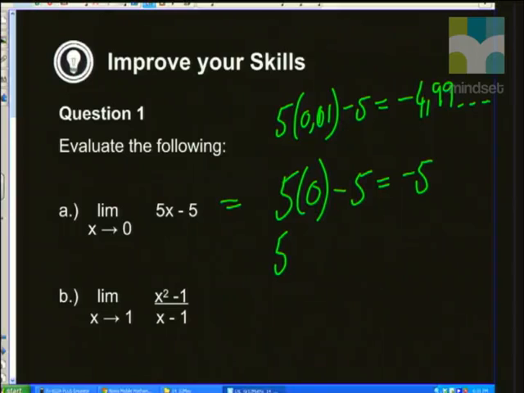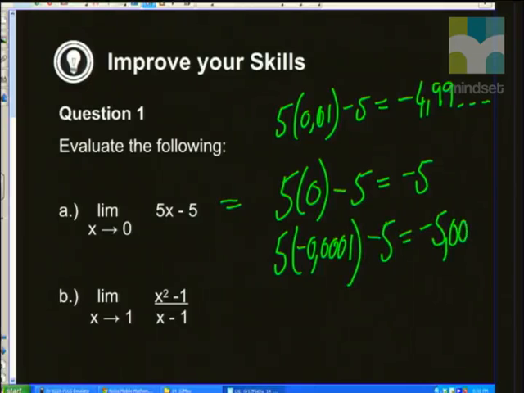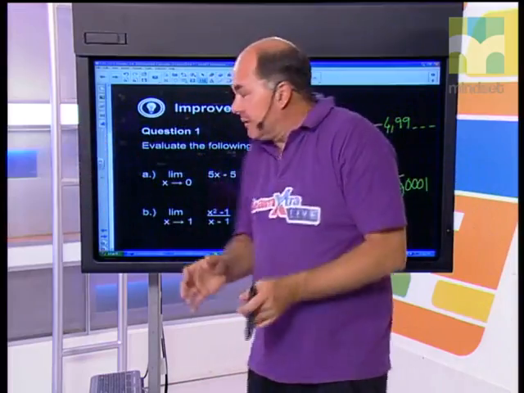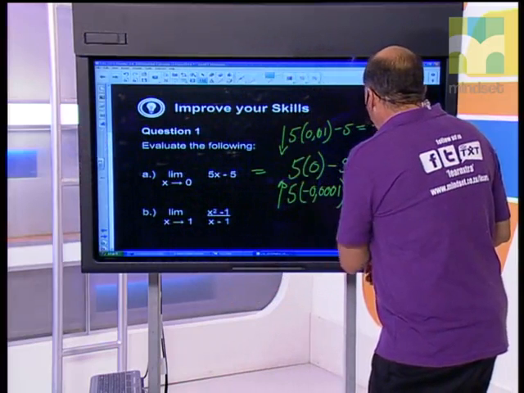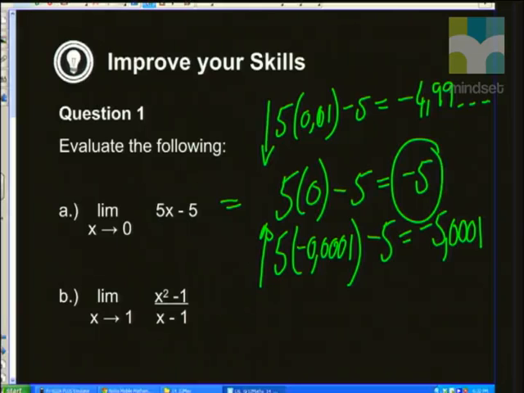You could also take a number that's slightly on the other side of 0. So you could take 0.00001, times 5, minus 5, and then you're going to see that the answer here is going to be minus 4.99995. It's slightly above. And they follow a trend. It makes sense that as we get closer and closer to 0, it converges to a number which is minus 5. That's the idea of a limit.